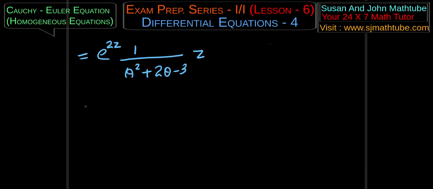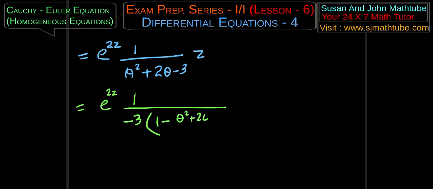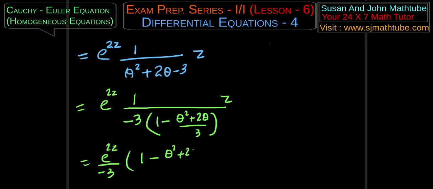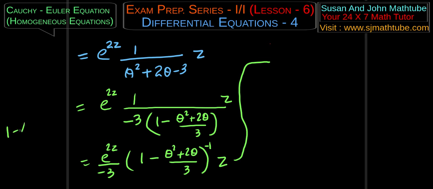So how do you deal with type 3? You have to take the inferior part outside and create. So it goes like 1 minus theta square plus 2 theta by 3 of z, and that is e to the power 2z by minus 3, 1 minus theta square plus 2 theta by 3 of z, whole power minus 1. Now look at this, 1 minus x the whole power minus 1. This is equal to 1 plus x square plus dot dot dot.